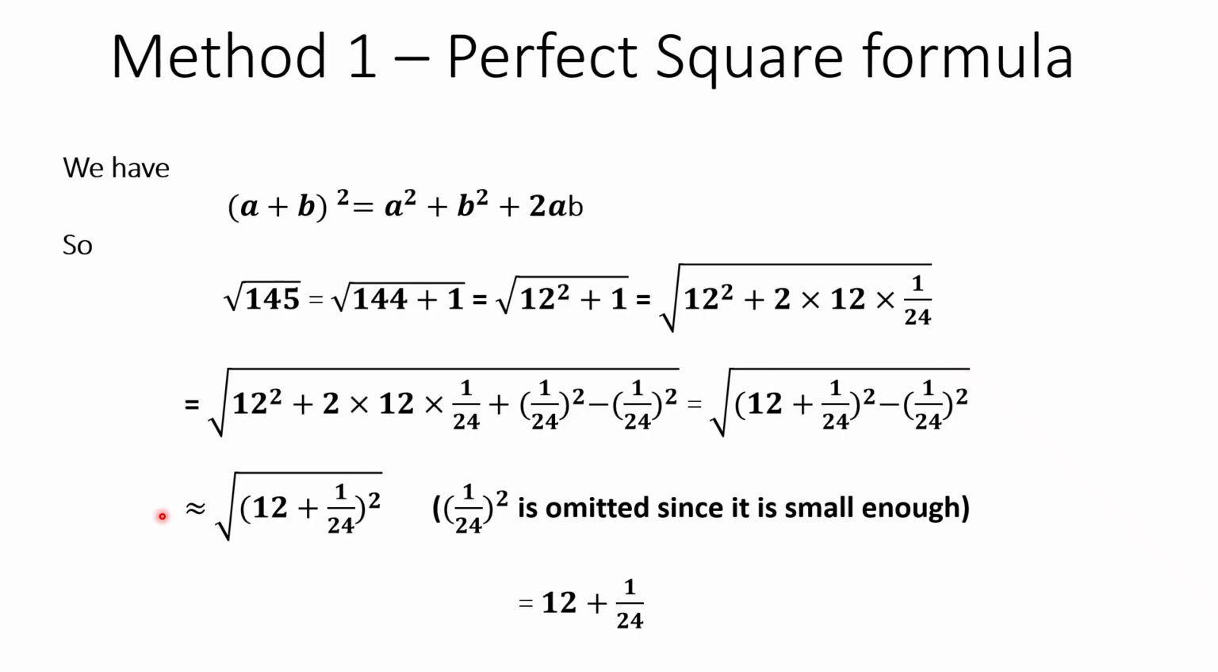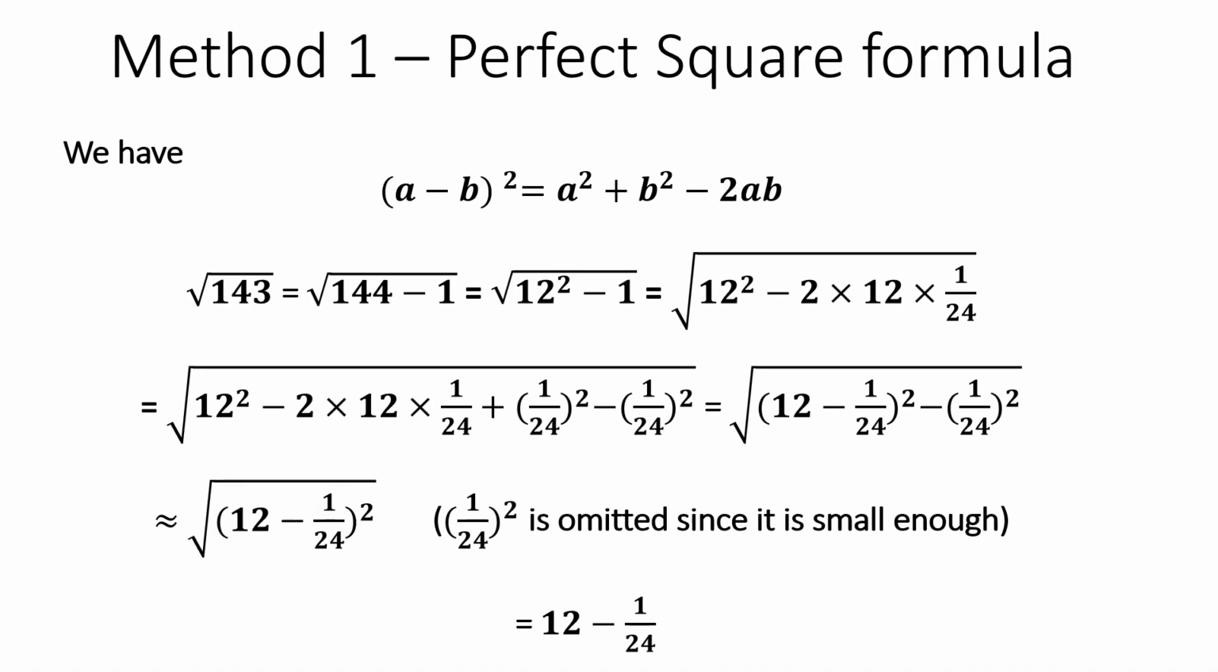So now what we're left with is the root of 145 is around the root of (12 plus 1 over 24) squared, which, now that the root and the square can cancel each other out, leaves us with 12 plus 1 over 24. So that's going to be the final answer, approximated, of the root of 145.